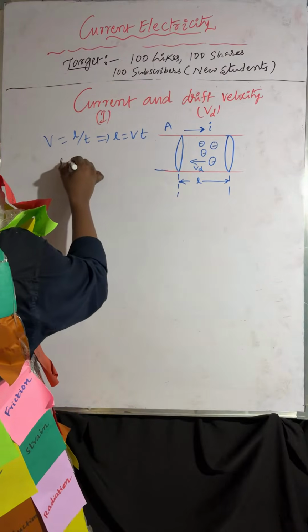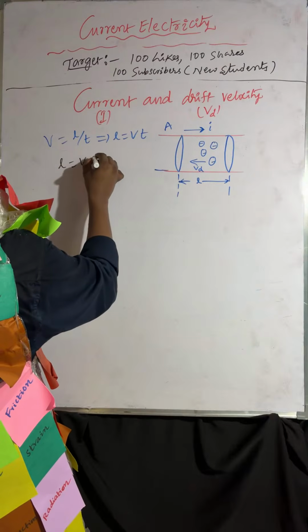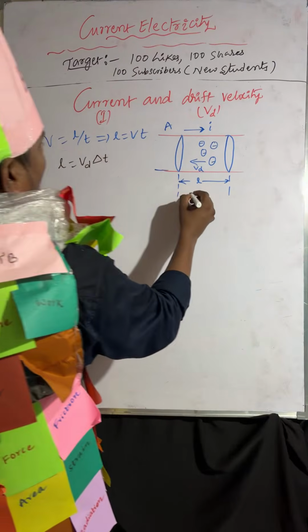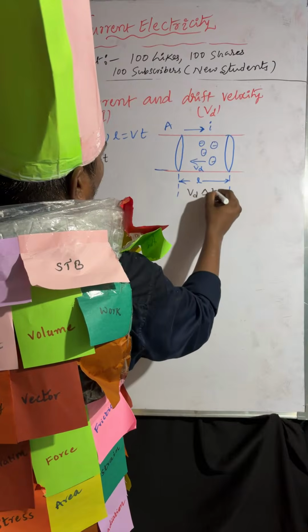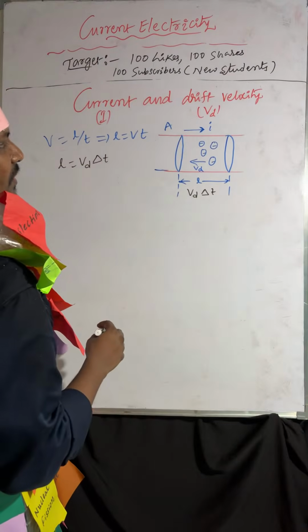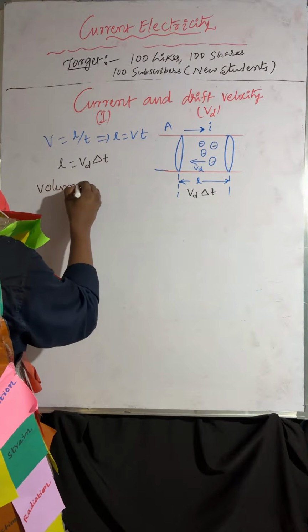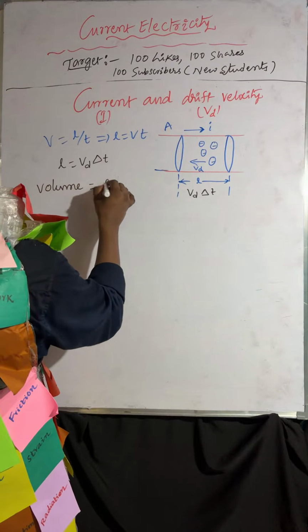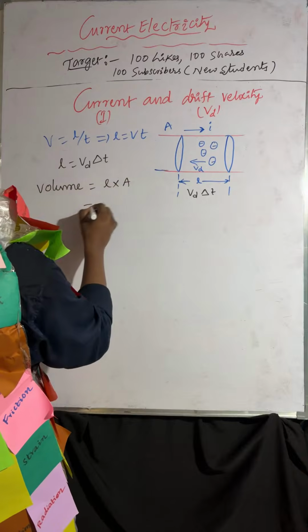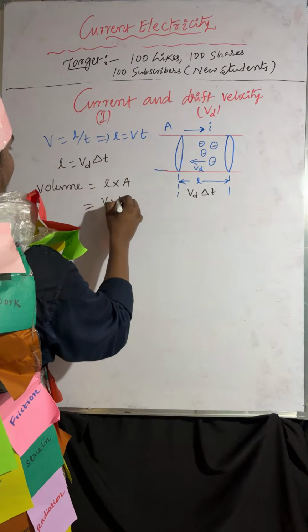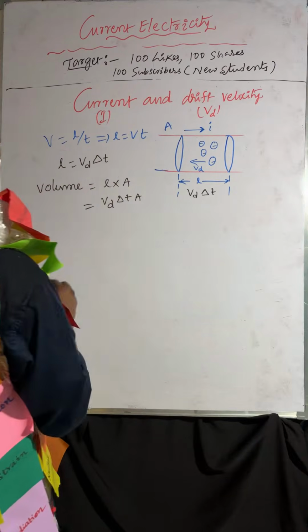Now L equal to Vd into delta T. So that is nothing but Vd into delta T. Understood or not? So now volume. What is the volume formula? Volume equal to length into area of the cross section. Length equal to Vd into delta T, into A.